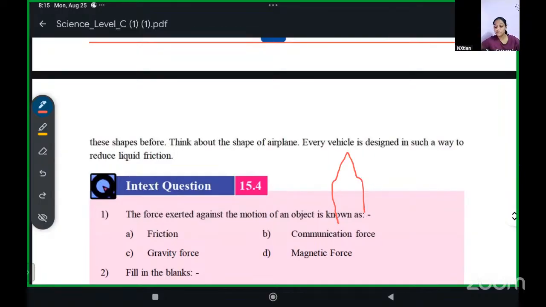Abraham, that is true. But the front portion of it plays a major role because it's moving forward in that direction, and it is important for that front portion to be streamlined so that it can move through the fluid friction.